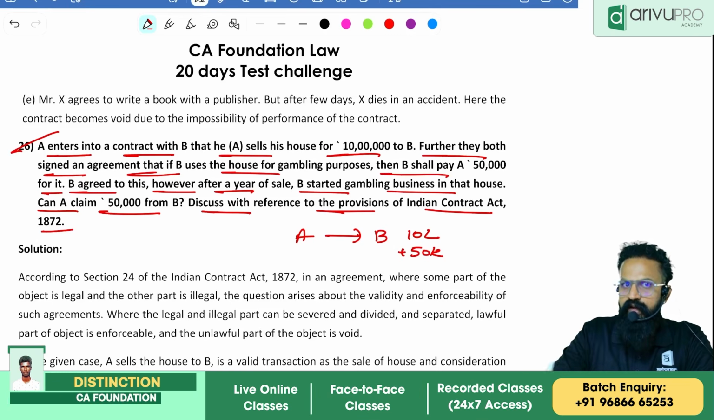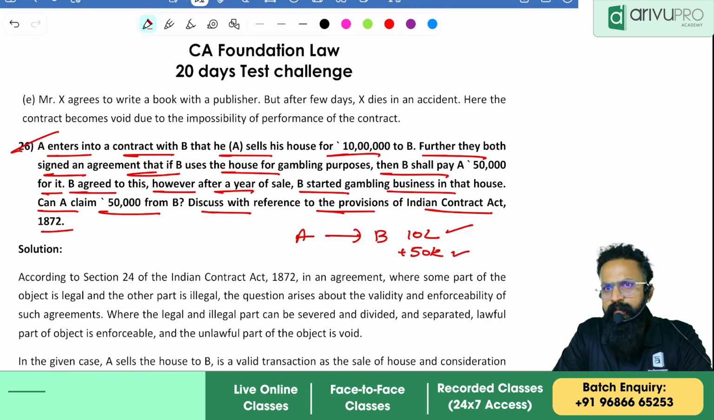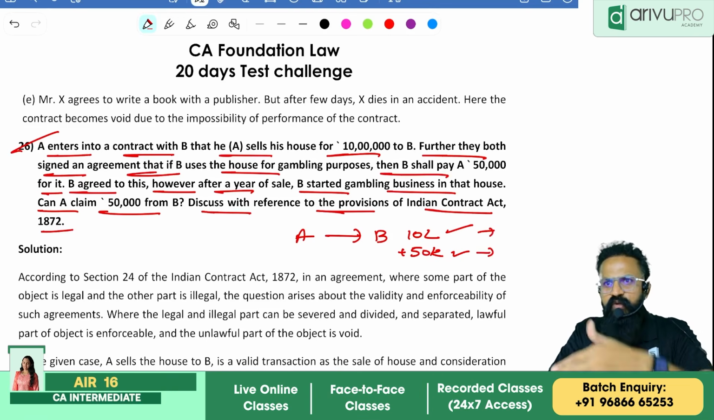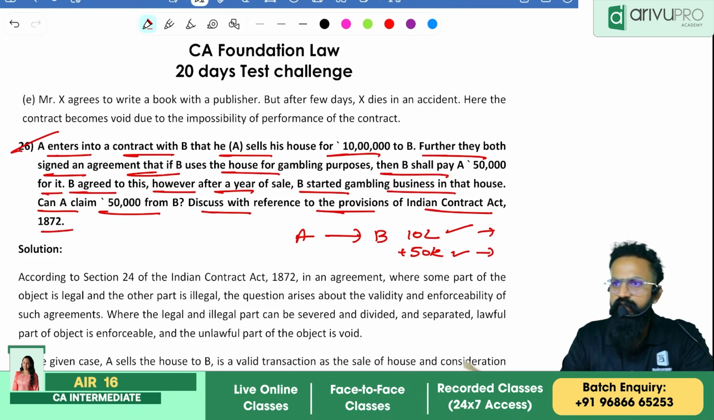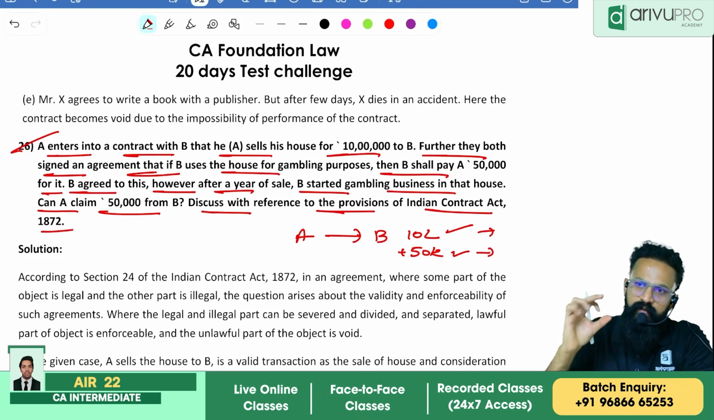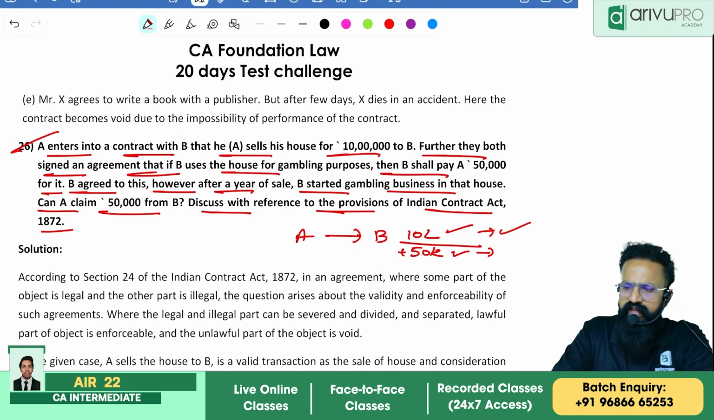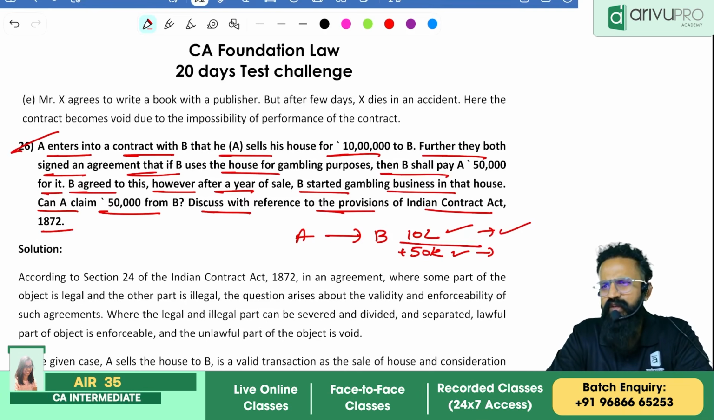So if you're using it for any purpose, then 10 lakh. If you're using it for gambling purpose, then it is 10 lakh 50,000. Imagine like this. So I can say there are 2 contracts here. One is for other purposes, 10 lakh. For gambling purpose, 10 lakh 50,000. So what is the provision? Section 24. What is the provision? So part is legal. Whenever there is a legal part, when you are using the house for any lawful purpose, I am saying for 10 lakh you can use it for any purpose, and that has no problem in the law.